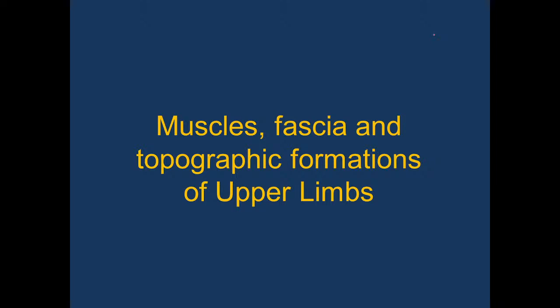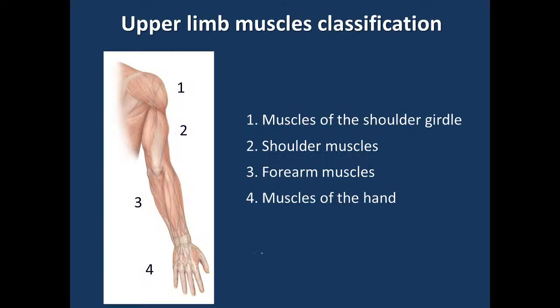Now it's time to study muscles, fascia, and topographic formation of the upper limb. Upper limb muscle classification: we distinguish 4 groups of muscles in the upper limb.